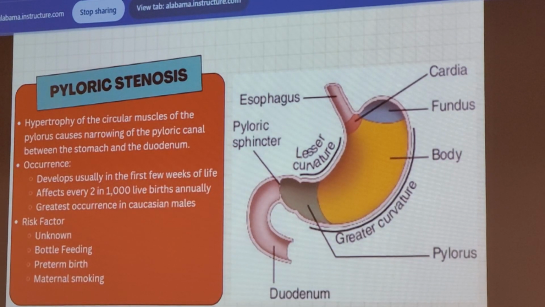There's not really a known specific cause for pyloric stenosis. Contributing factors include bottle feeding, a mother who smoked, and preterm infants, who are seeing a lot of occurrences. So there are questions as to what is really causing pyloric stenosis.